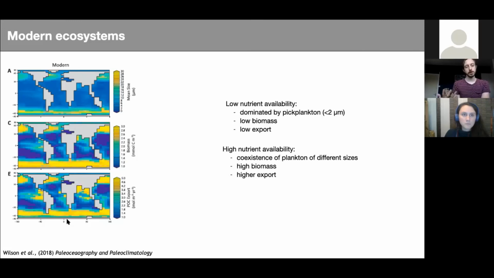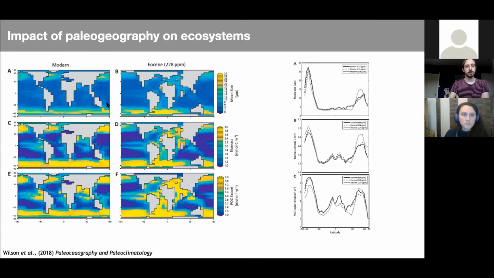So first what I'm going to do is turn on only the change in paleogeography, to see what impact a different circulation and a different geography has on this. It's kind of annoying because we can't do a difference plot because the grids are different. But we can see some simple things. The low latitudes basically remain the same across the modern and the Eocene runs. And where we see the big differences is in the high latitudes. So we see a bigger increase in cell size, biomass, and POC export.